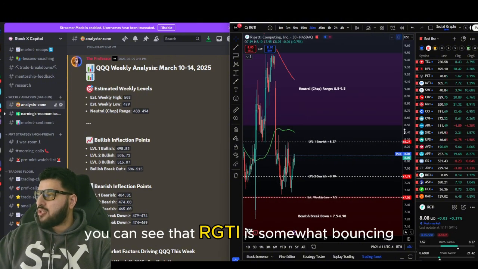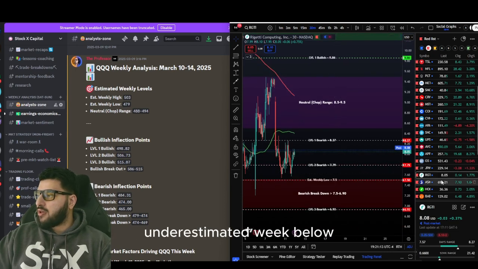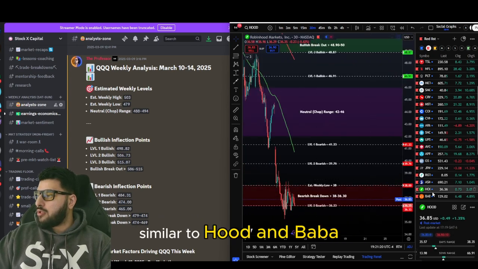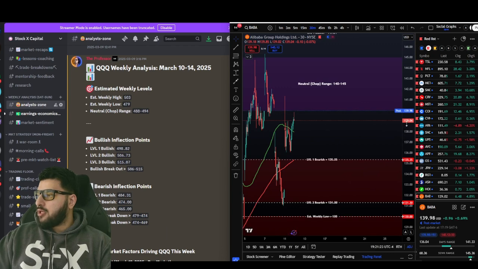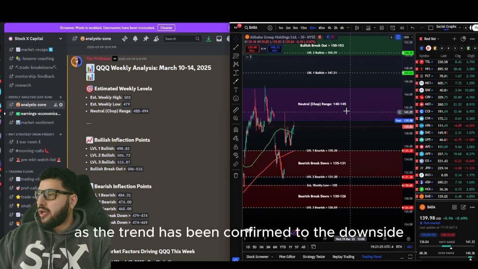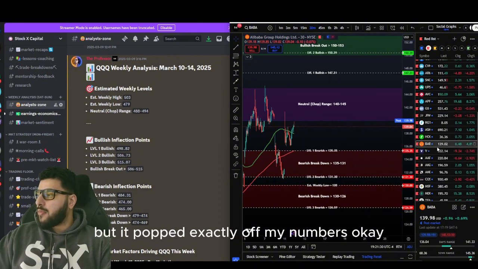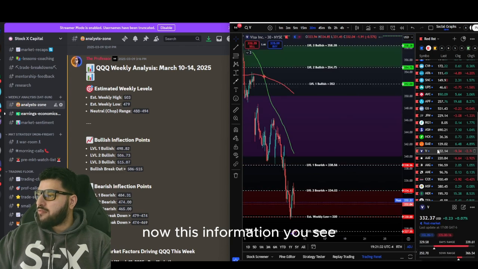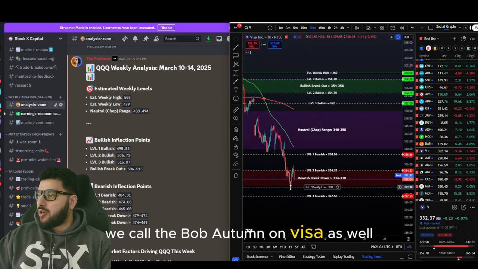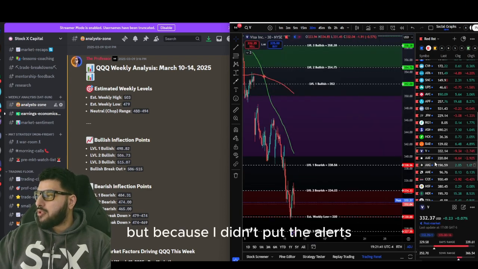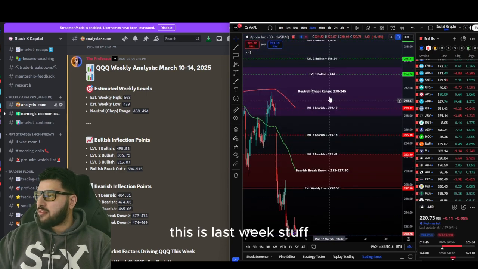You can see that RGTI is somewhat bouncing on our estimated weekly low, and ASML has gone way beyond our level there, similar to HOOD and BABA. We're watching this as well, as the trend has been confirmed to the downside, but it popped exactly off my numbers. Okay, now this information, you see we called the bottom on Visa as well, and Apple, we didn't do levels on Apple this week, because I didn't put the alerts, this was last week's stuff.